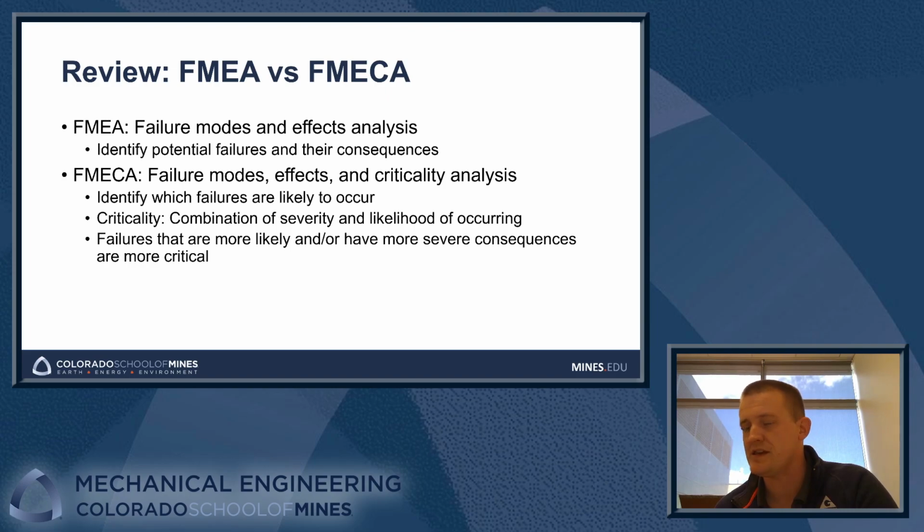So criticality has a specific definition in risk and reliability engineering. It is a combination of severity and the likelihood of occurrence of a given failure. So failures that are more likely and/or have more severe consequences are more critical than failures that either don't have very severe consequences or aren't very likely to occur. The idea is if something's really severe or it's really likely to occur, we want to address those kinds of failures earlier in our design process and try and get rid of those potential failure modes.